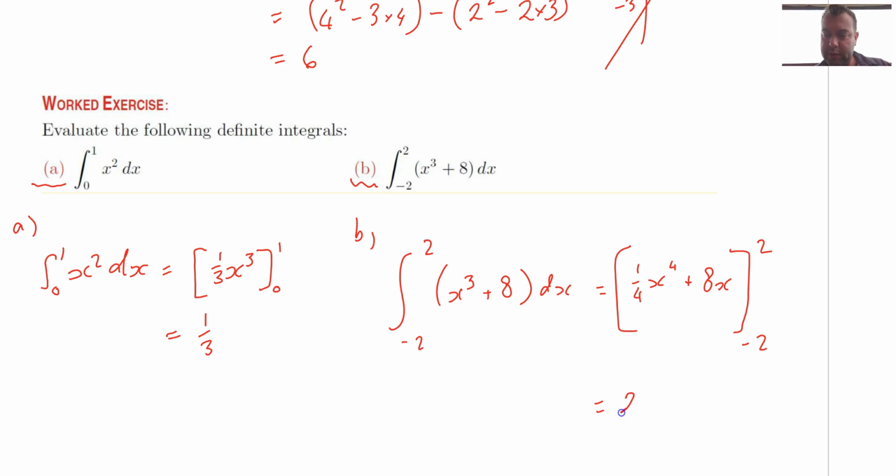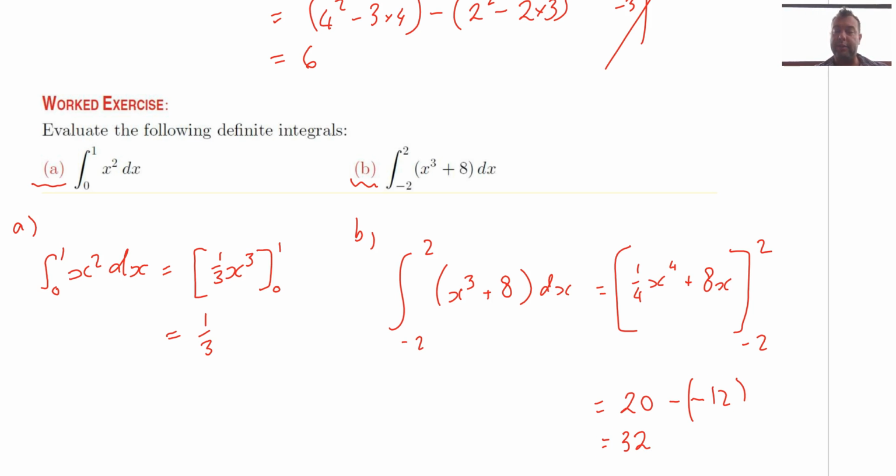20 minus. Again, I have -2 to the power of 4 is going to be 16, 1/4 of that is 4. 4 minus 16 this time. 4 minus 16 is -12. So it's 20 minus -12 equals 32.